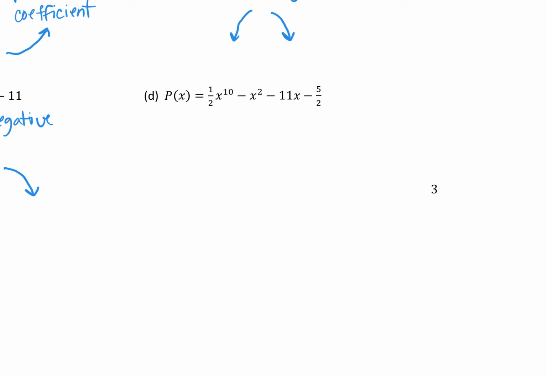Part D is even degree and positive leading coefficient. So even positive would be up, both ends up.